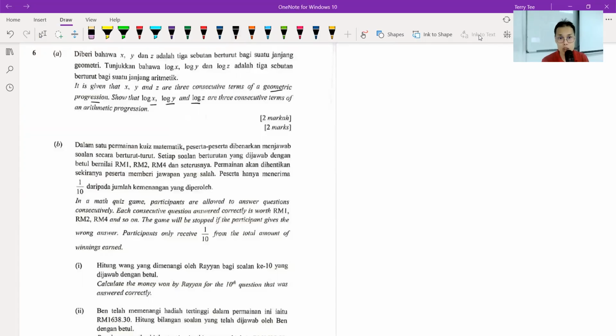Okay, now I'll just write log. So we know that if this is a geometric progression, your common ratio must be the same. Common ratio is T2, which is Y, the second term, divided by T1, the first term, X. The ratio must be the same as T3, the third term Z, divided by the second term Y. Sorry, I wrote wrongly earlier, this is Y. So T2 divided by T1 equals T3 divided by T2. This is a geometric progression. So I'll leave it here. I don't know what to do with this yet.